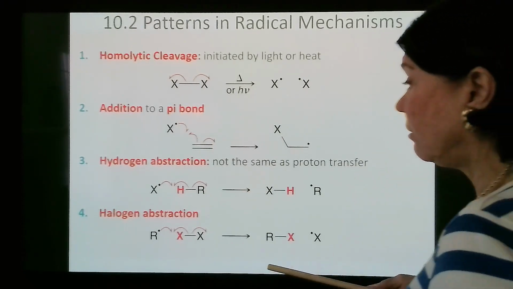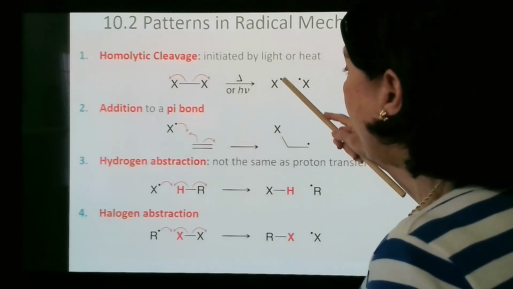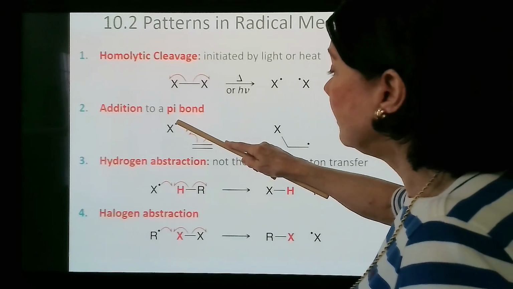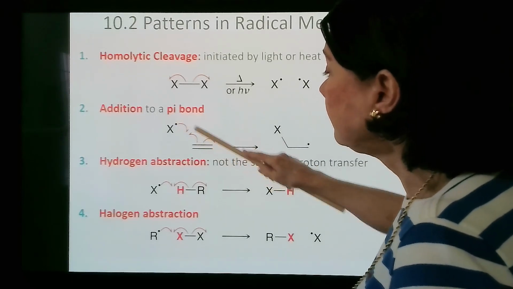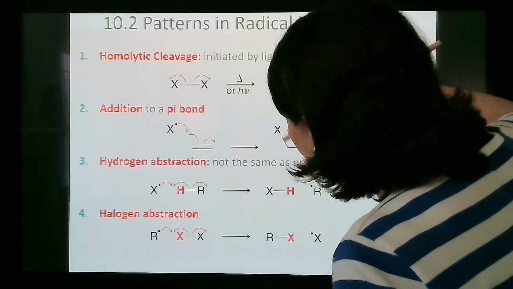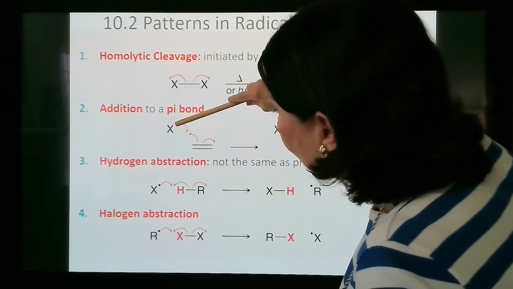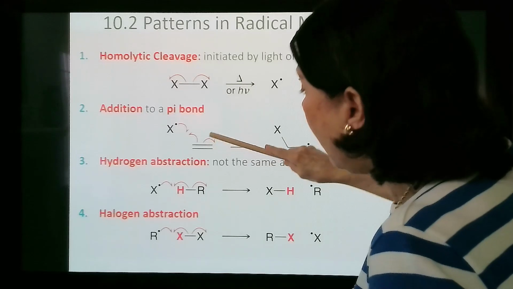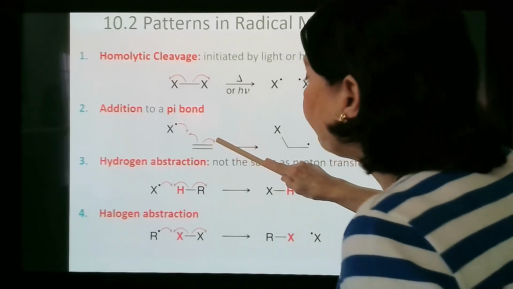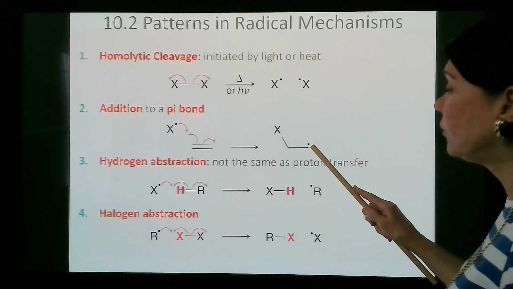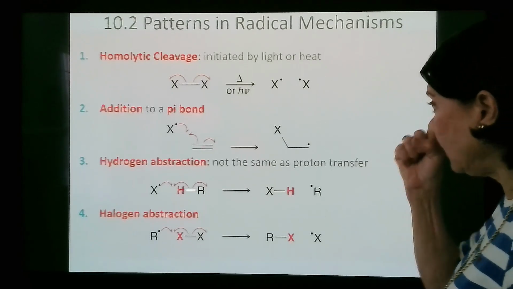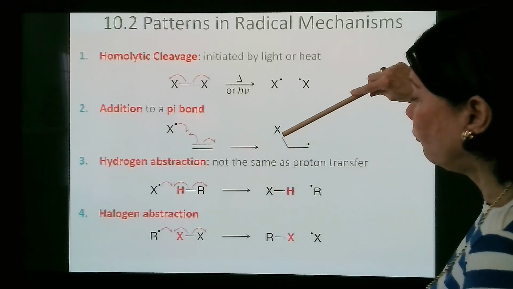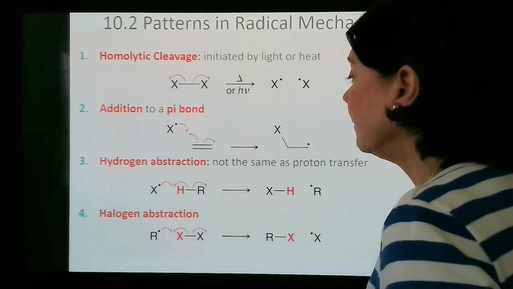And so one of the things that the radical, once it's generated, could do is add to a pi bond. So you can see the unpaired electron forming this CX bond. You use the unpaired electron on X, use one of the electrons out of the pi bond, and the other electron in the pi bond moves over to reside on carbon. So this is addition to a pi bond, okay? And you're forming a new bond here.